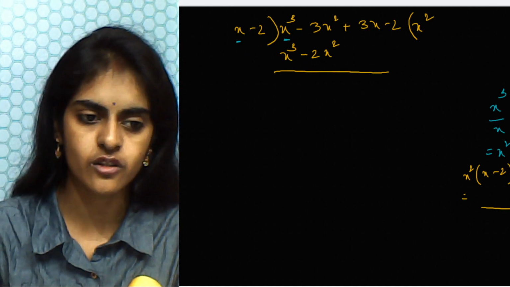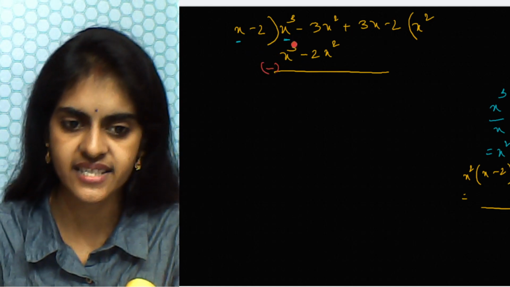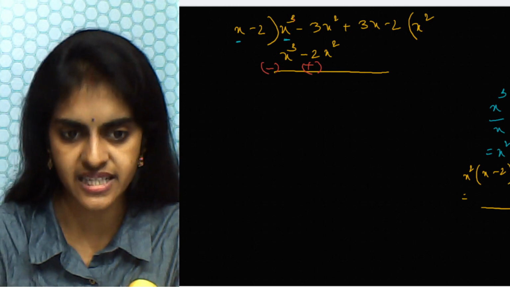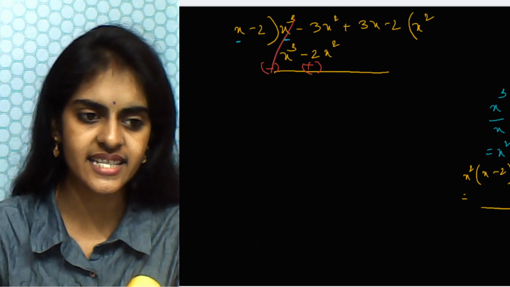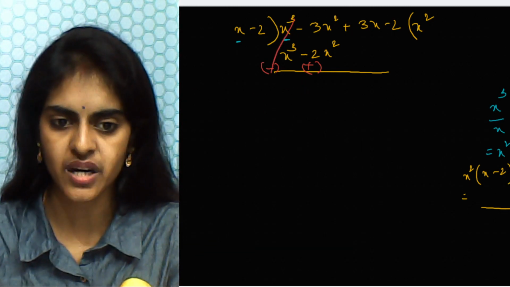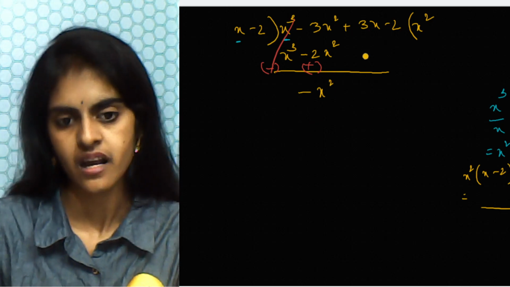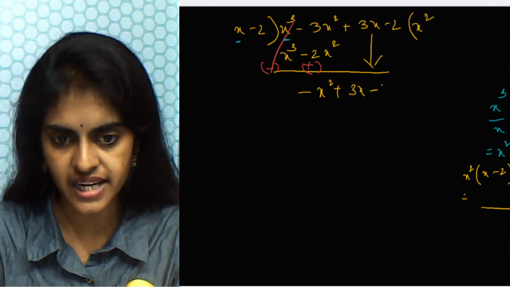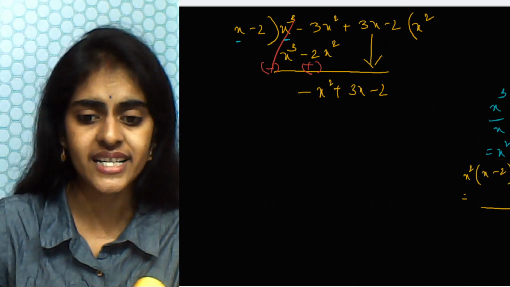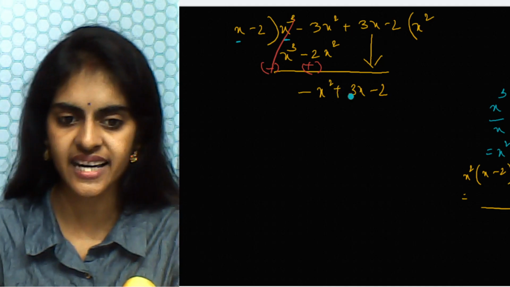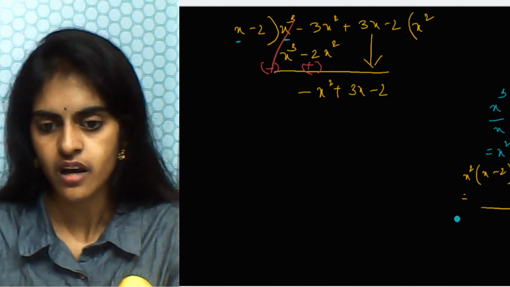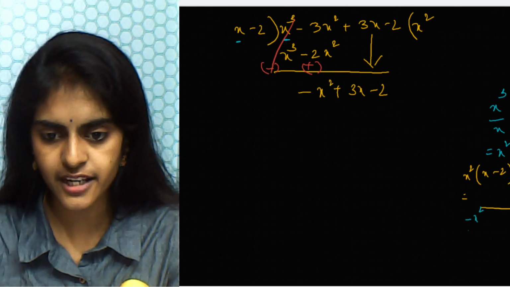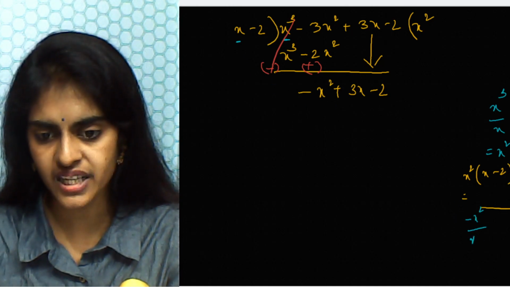So see, subtracting, this becomes minus, this becomes plus. So this is nothing but minus x square. Now bring these two terms down, so it is plus 3x minus 2. What is the next step again? Next step is again, now you will take minus x square and divide it with the first term of the divisor.